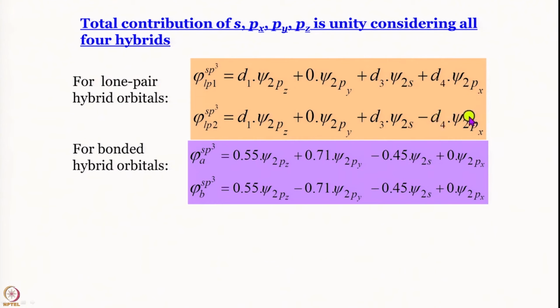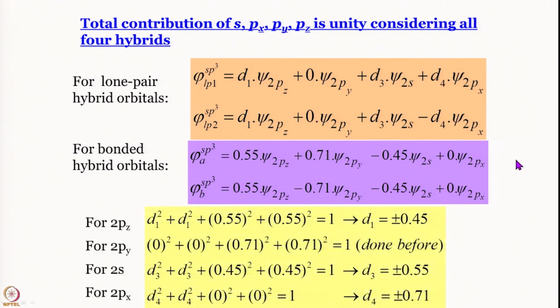For 2px, 2d4 square plus 0 is equal to 1, right. That is very simple, and from there you work out these d coefficients also. I went very quickly here because I think this is very simple algebra which you can handle by yourself. Please let us know in case of any difficulty.